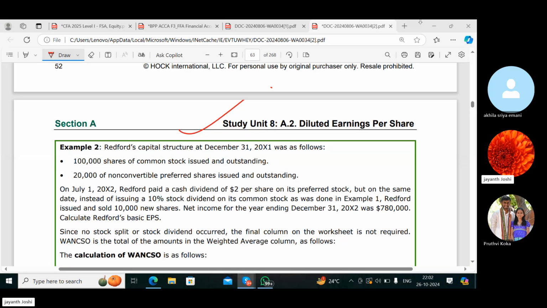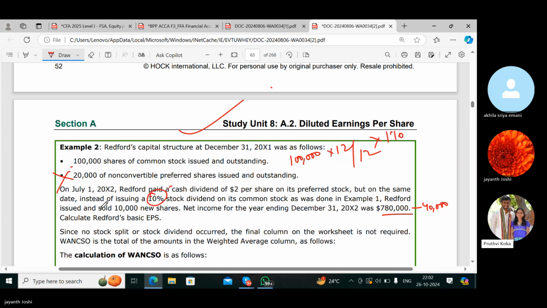Yeah, so 100,000 shares of common stock outstanding from the beginning of the year. 20,000 non-convertible preference shares issued and outstanding, not at all relevant. $2 we have to subtract, 7 lakh 80 minus 40, to find out the income available to common, but they are only asking WANSO, right? And here 1.10 we will take because of the 10% stock dividend. No, sir, they're not. Instead of issuing a 10% stock dividend, they're issuing 10,000 new shares. So we should not do that.